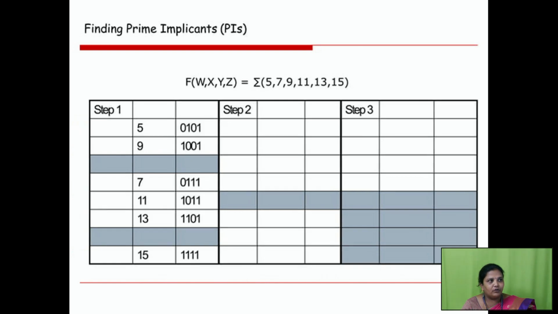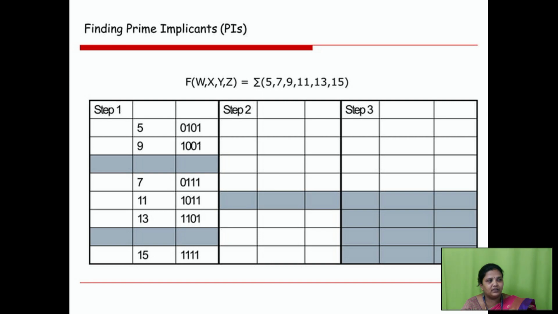So for 5, how will you write the binary term? 0 1 0 1. Then next 9, we write 1 0 0 1. Here, how many ones are available? 2 ones. In 5 we have 2 ones, and in 9 we have 2 ones. Next we write 7. The binary form of 7 is 0 1 1 1. For 11, 1 0 1 1. For 13, 1 1 0 1.